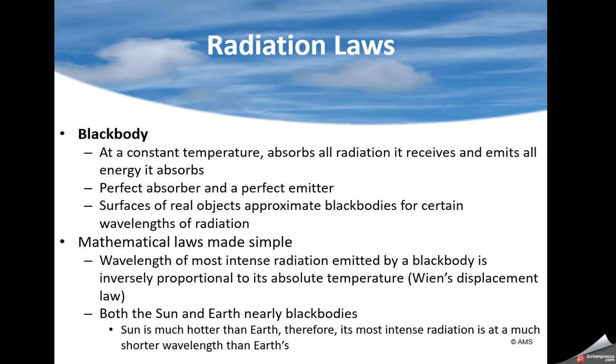Interestingly, the most intense radiation emitted by a black body is related to its absolute temperature. Think about it: the sun's absolute temperature is way high. The Earth's absolute temperature is pretty doggone low compared to the sun, right? So the difference in wavelength is huge between the two. That's why the Earth's wavelengths are called infrared, because they're longer wavelengths than the sun's, which are mostly ultraviolet and visible.